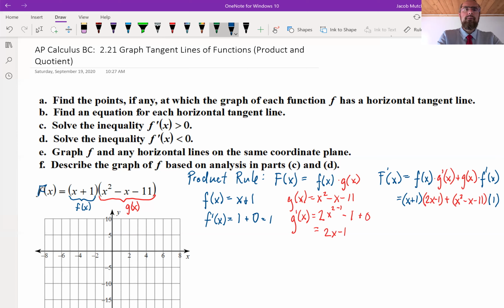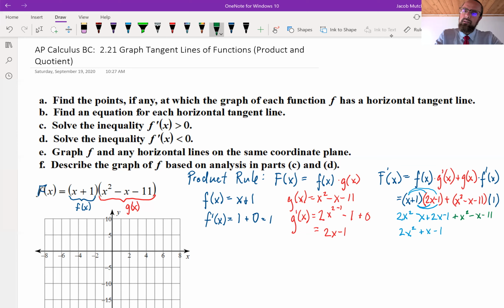So for my first FOILing here, double distribution, I'm going to get 2x squared minus x, and then for my inner and last terms, plus 2x minus 1. And that's going to combine as 2x squared plus 1x minus 1. So we do need to combine that as well with the result from the other product, which is just x squared minus x minus 11 times 1. So that's going to be plus x squared minus x minus 11.